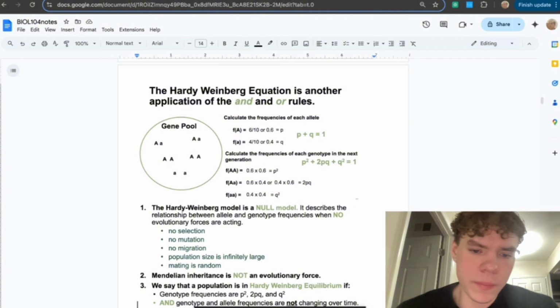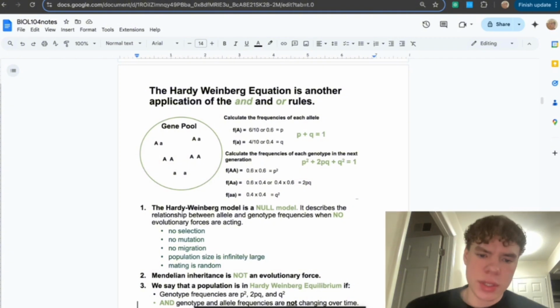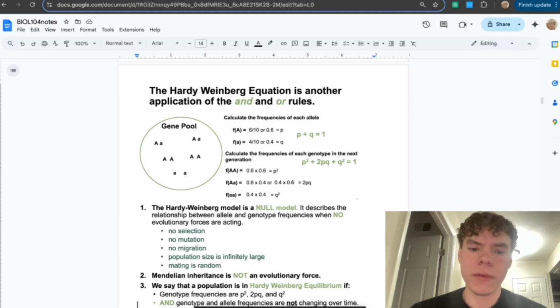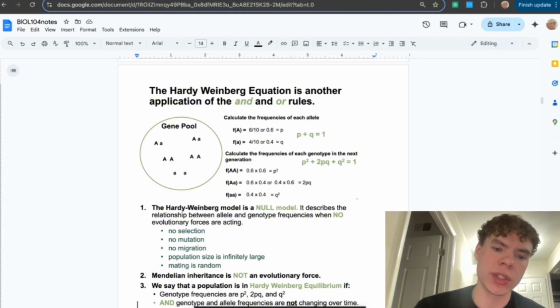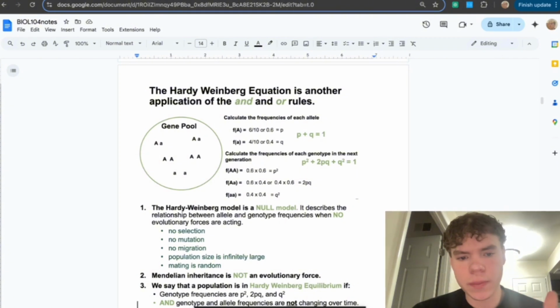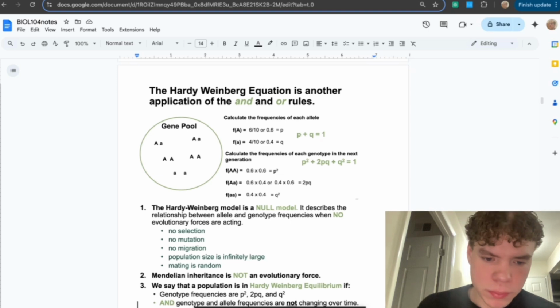And at the top there, just that big A or the little a, that refers to our allele frequency, versus big A, big A, little a, that refers to our genotype frequency. So we have genotypes and then allele frequencies.